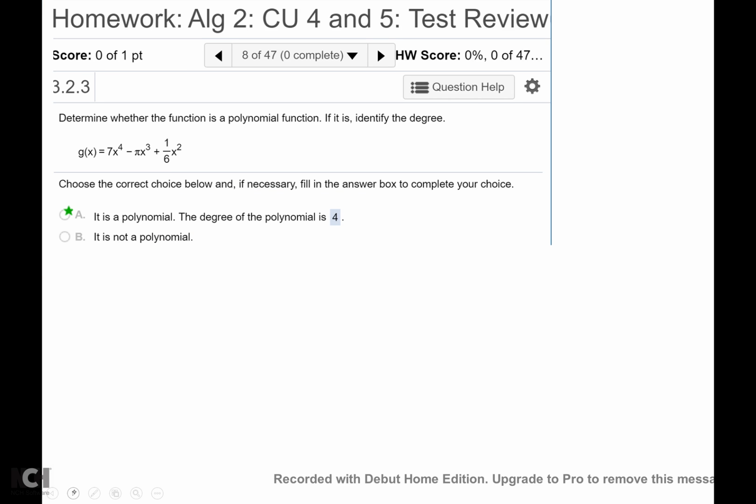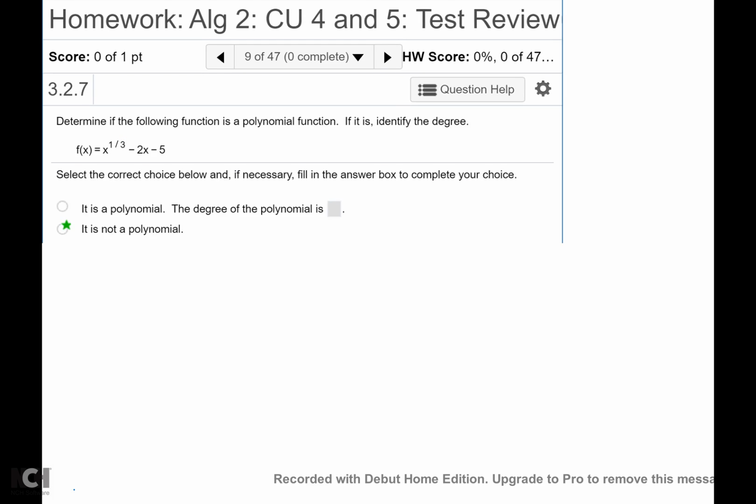Okay, this one says determine if it's a polynomial function. It's a polynomial function as long as you don't have letters in the denominator, negative exponents, what else? I can't think of what else. But anyway, I don't have any letters in the denominator, so it is a polynomial, and the degree would be the highest one, which is 4.